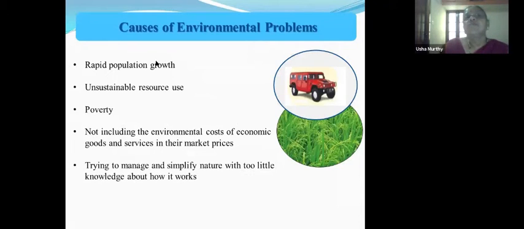Now coming to the causes of environmental pollution. What are the things responsible for causing environmental pollution? Basically, rapid population growth, that is increasing population density, and unsustainable resource usage. This is the scary one, so here we have to take care. Then poverty, then not including the environmental costs of economic goods and services in their market prices, and trying to manage and simplify nature with too little knowledge about how it works. So these are the root causes of all these environmental problems.